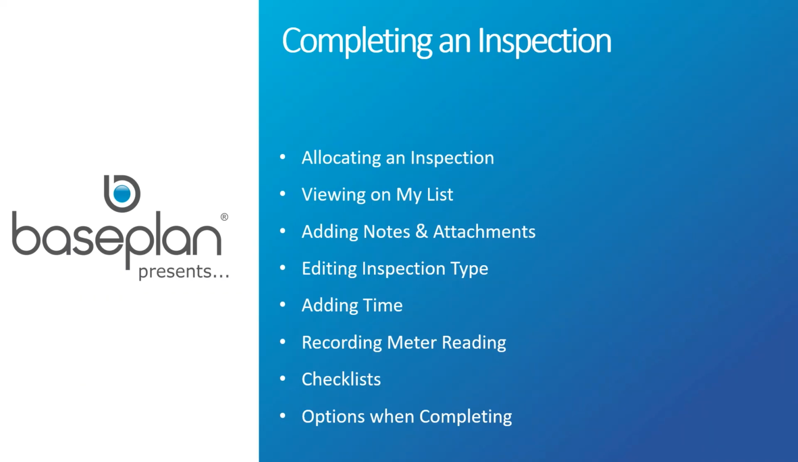Today we're going to run through completing an inspection. We'll start off with allocating an inspection, then viewing the inspection from my list on the activity screen. Once we're in the inspection, we'll then be looking at notes and attachments, editing the inspection type if that's required, then adding time, recording a meter reading, and answering any checklists within the inspection. After that, we'll look at the ways we can complete an inspection.